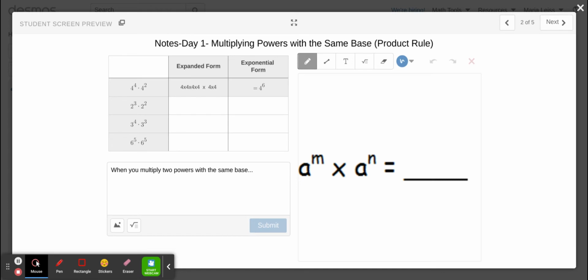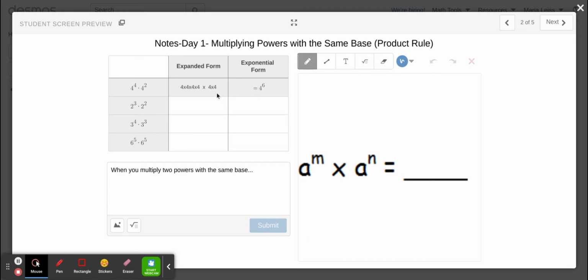So here is our notes slide. I've given you an example to look at, but really quickly, you'll see that 4 raised to the 4th power, and we learned this in our last unit, is 4 multiplied by itself 4 times. So when it says expanded form, what I've done is I've taken that and spread it out. I've expanded it. Then we've got our times, and then 4 squared, as you definitely learned, is 4 times 4. So that's what it means by expanded form.